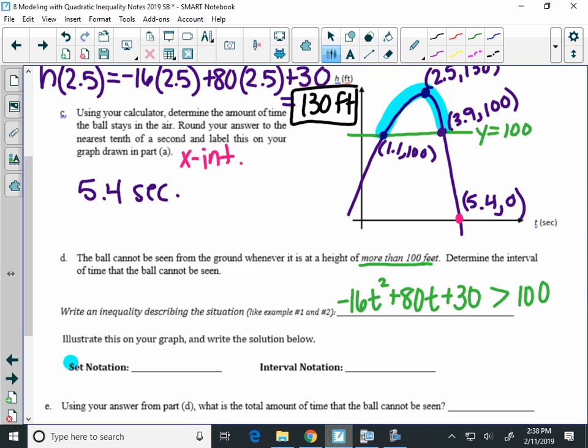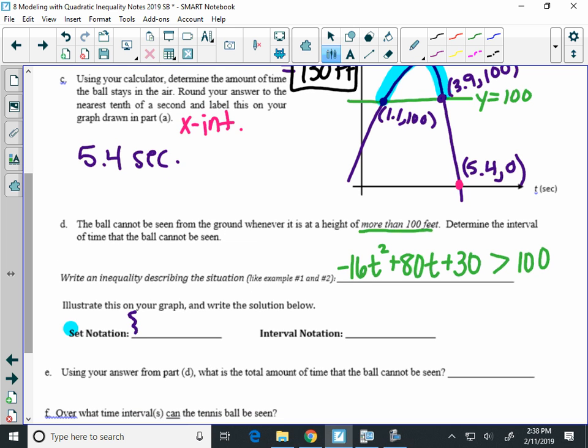All right. So we are above the value of 100 between 1.1 and 3.9 seconds. So my set notation here, remember that has a curly bracket, will be the time such that the time is in between 1.1, whoops, so I put the t, or an x is okay, is less than 3.9. I use strict inequalities because we're looking for strictly above. Because I use those inequalities as well, I have to use parentheses in my interval notation.